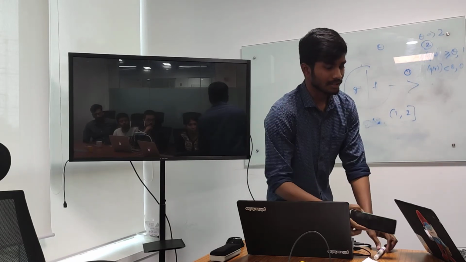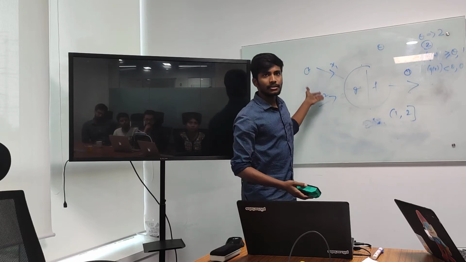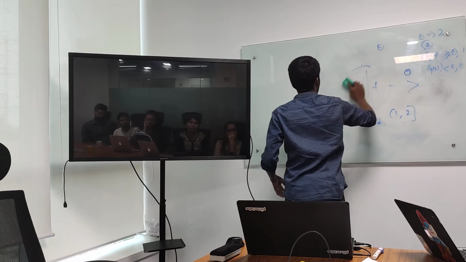But there is a problem with this. This is only binary, right? And I don't have any weightage to any of the inputs. So then comes the next model, the next iteration of this.